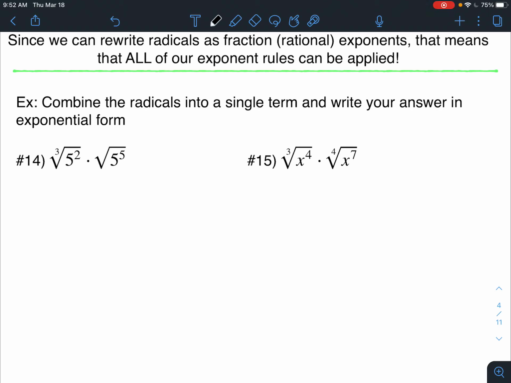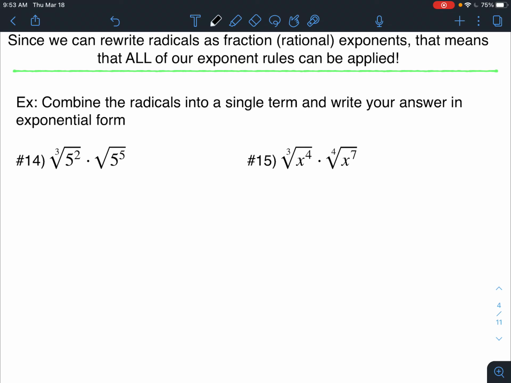Since we can rewrite radicals as fraction or rational exponents, that means that all of our exponent rules can be applied. So we can use this to combine different radicals. You might have heard before that you can only combine radicals that are like terms, and that's true if you leave them as radicals. But if you rewrite them with exponents, then you can combine them with exponent rules, as long as they have the same things on the inside.